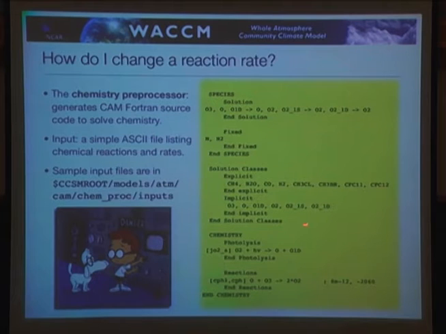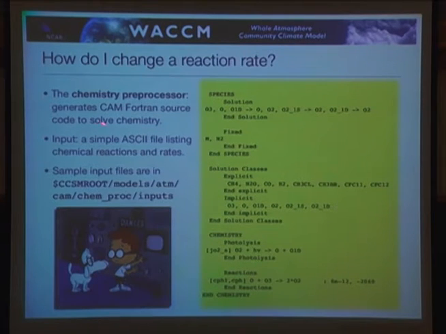And then you have two species that are fixed and not affected by chemistry, N2 and M, total atmospheric density. And then you have different classes of chemistry. You can solve them explicitly or implicitly. And then finally you get to the reaction rates. There's a bunch of photolysis reaction rates listed and then other reaction rates. So we're going to focus on this last part, which is bimolecular, trimolecular reactions and how you modify those rates.